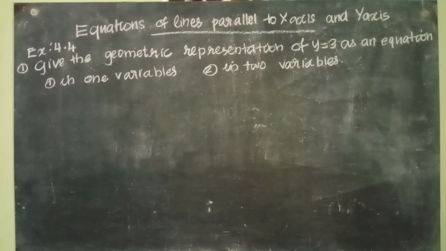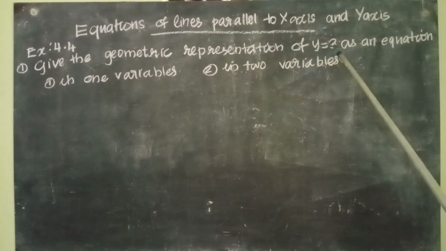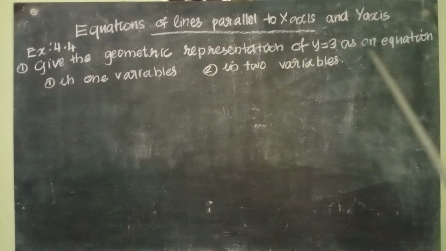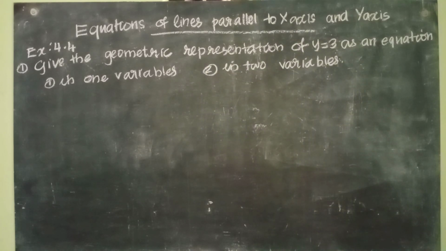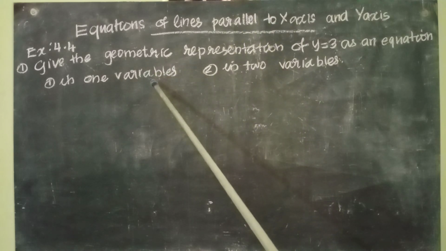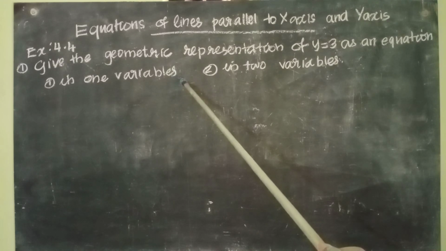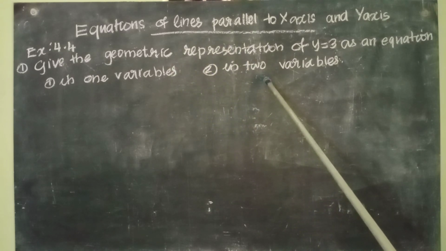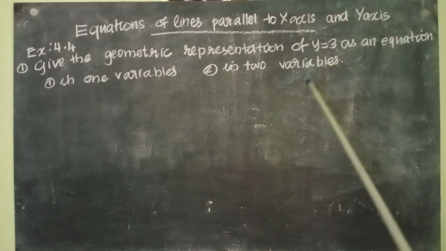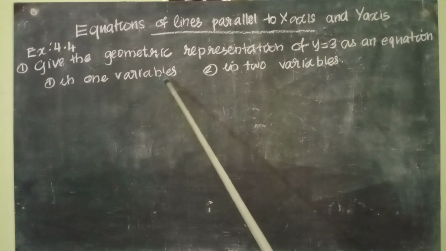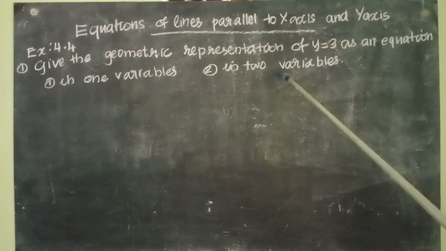Exercise 4.4, question number 1. Give the geometric representation of y = 3 as an equation in one variable, and second, in two variables. One variable means we have to represent y = 3 on the number line. Two variables means you have to represent the graph of y = 3 on the Cartesian plane. So, one variable means number line. Two variables means Cartesian plane.